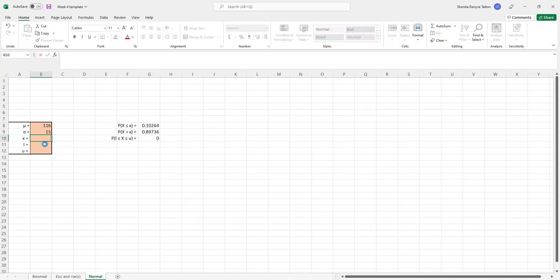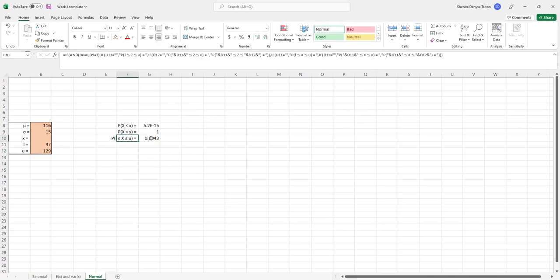So this time we're going to use the lower and upper boundaries. The lower boundary is 97 and the upper boundary is 129. We want the in between. So that's this probability here, and we get 0.704.